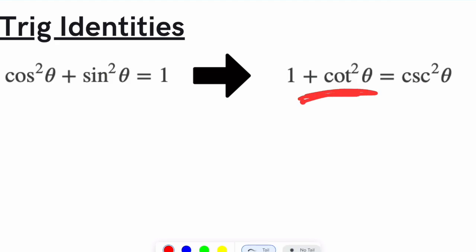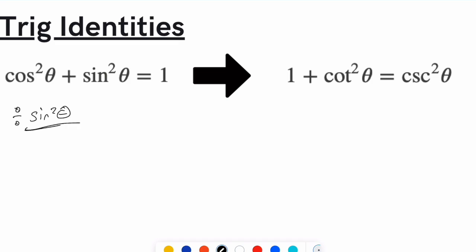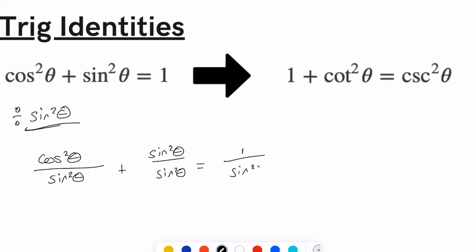We've got 1 plus cot squared theta is equal to cosec squared theta as an identity. And this is obviously derived from this. So how does that work? Well, in this scenario, we're going to divide by sine squared theta. Because if we divide by sine squared theta, what we get is cos squared theta over sine squared theta plus sine squared theta over sine squared theta is equal to 1 over sine squared theta.